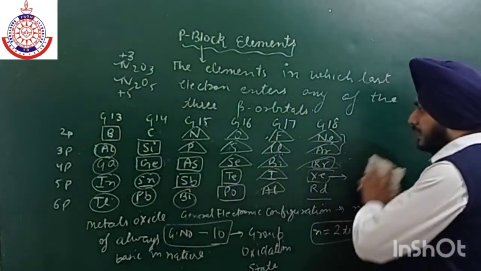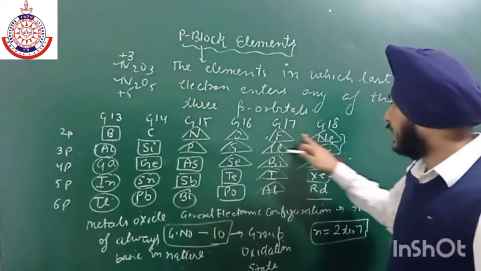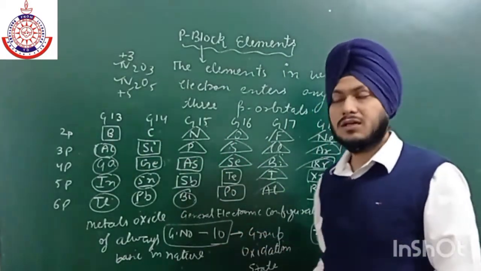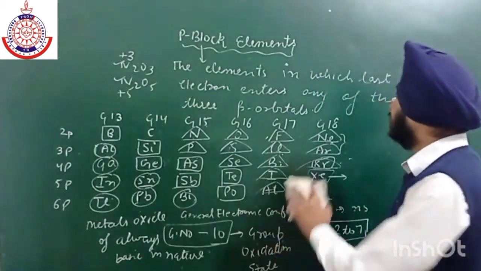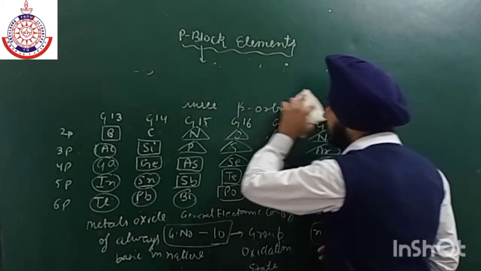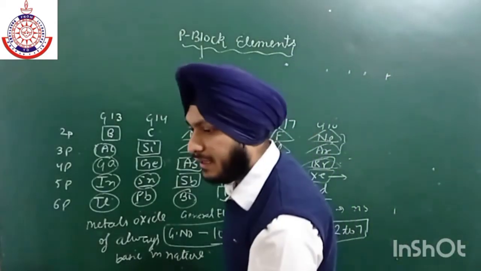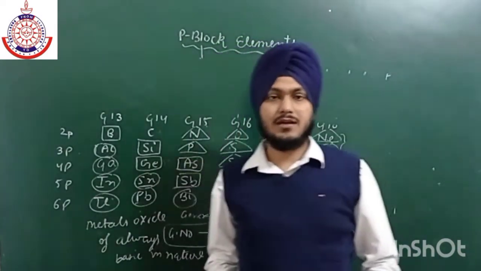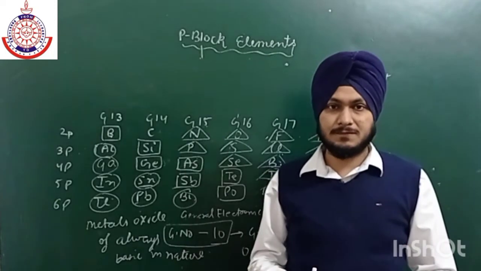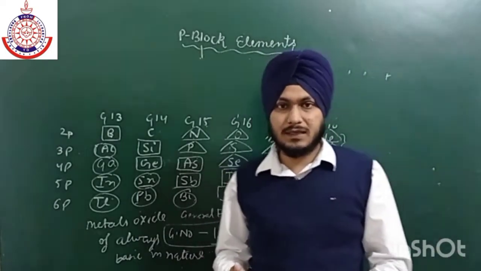Now let's move on to their nature. The nature of the first element of each group is different from that of the rest of the group. So what is the reason behind this? The first reason is their small size. Like in case of s block elements, we have lithium and beryllium. They have an anomalous behavior.